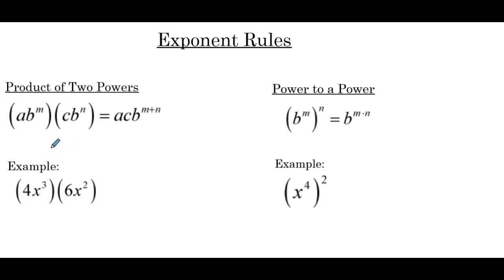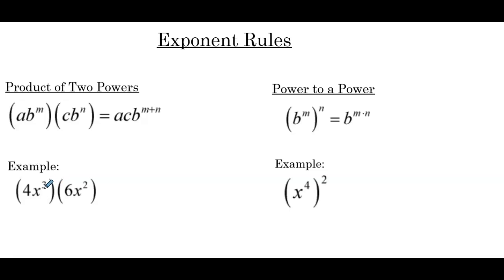So the product of two powers, a times b to the m, times c times b to the n, will give us a times c times b to the m plus n. What does that mean in simpler terms? If we're multiplying two expressions with the same variable, we add the exponents of that variable. Each of these expressions has the variable b, and we're going to add the exponents of that variable. So m plus n, there we see the result in the final product.